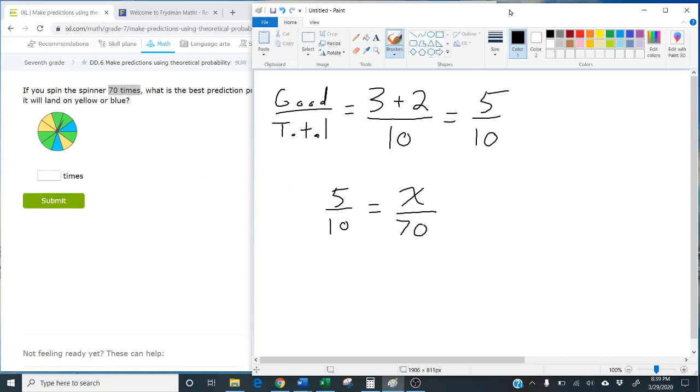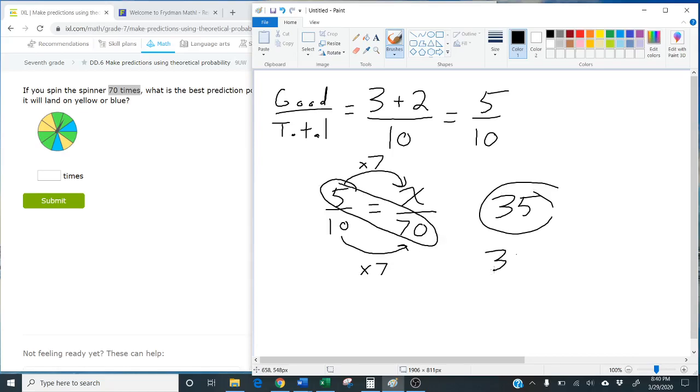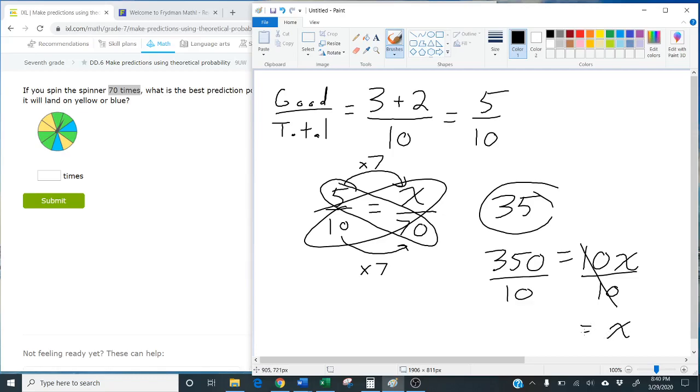Let's see if that reasoning works here. If we do 10 times 7 is 70, 5 times 7 is 35. So yeah, we can see here that the best prediction we can make is that the spinner will land on yellow or blue 35 times. We also could have cross-multiplied. We get 350 equals 10x. Divide both sides by 10. X equals 35. Same answer.